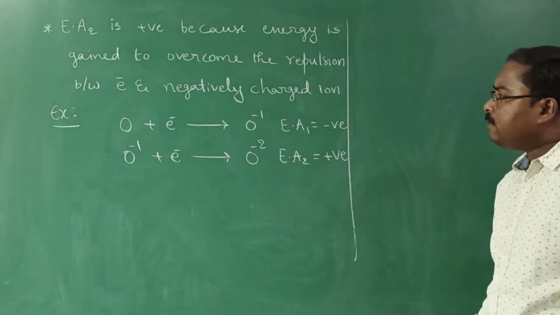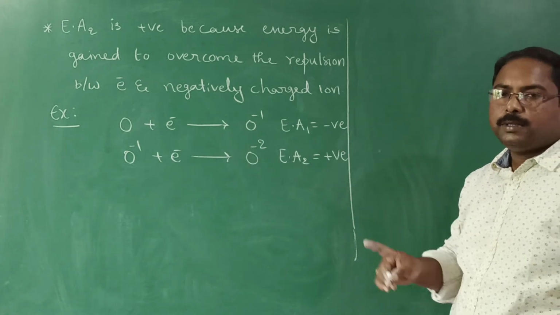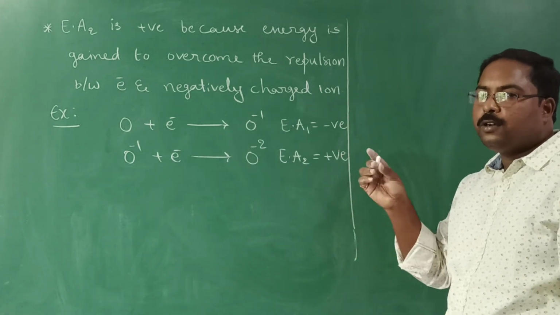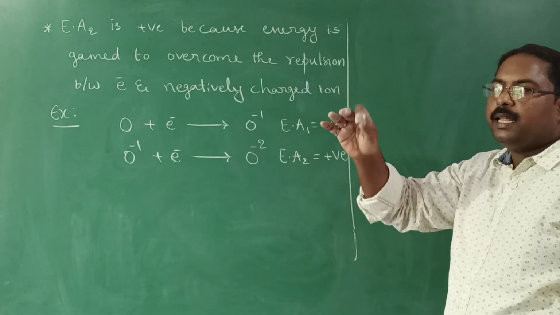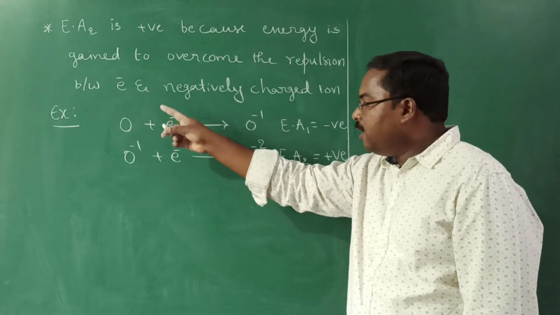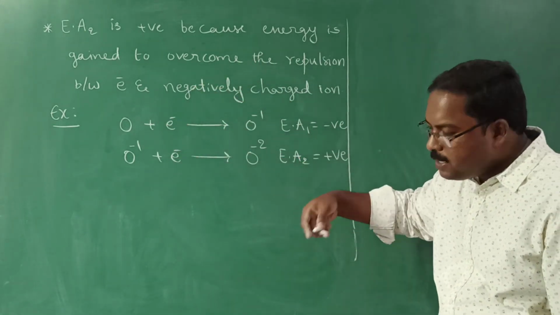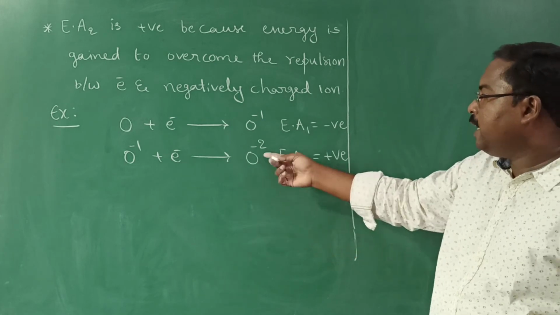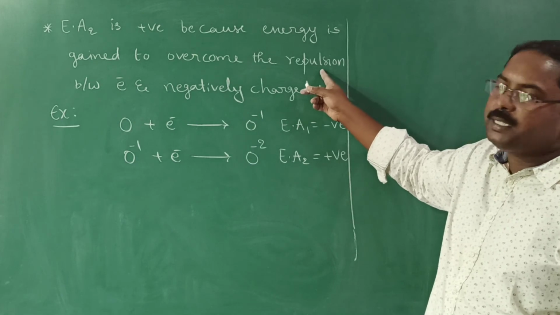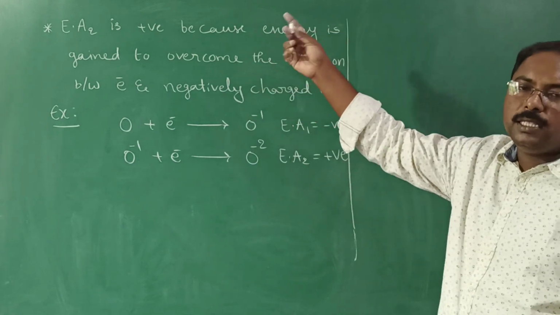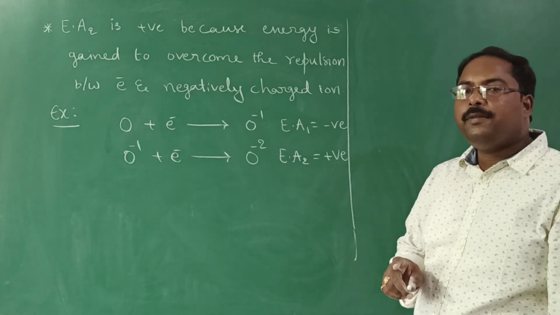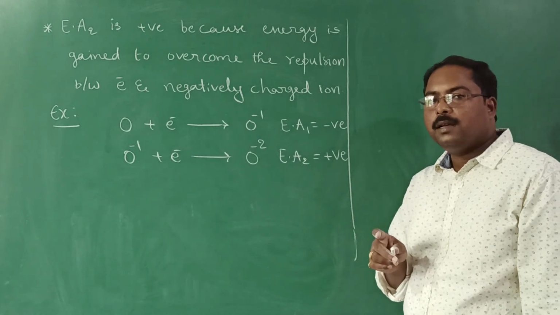Now, the second electron affinity value is positive, and even the third and fourth, except for the first one, the next addition of electrons will be difficult because the reason is the same. To the O minus, if you want to add one more electron to a negatively charged ion, what happens? Repulsions will be there. So all these values will be positive only. But the first electron affinity values are negative, right?